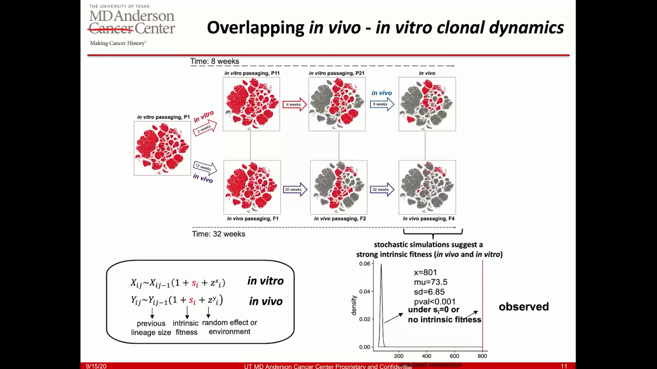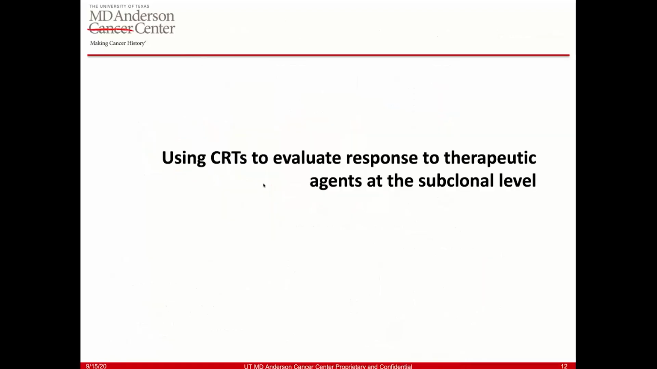At this last passage in vivo, at F4, what we see is that there are about 800 clones which are common between the two systems, in vitro and in vivo. However, using stochastic modeling, we see that about 73 of them should have been in common. So this clearly suggests that there is a strong intrinsic fitness where there are only certain subclones which persist over in vitro and in vivo. And as you can see, this was forked a long time back, several weeks back, but it is the same subclones which are able to dominate both systems.